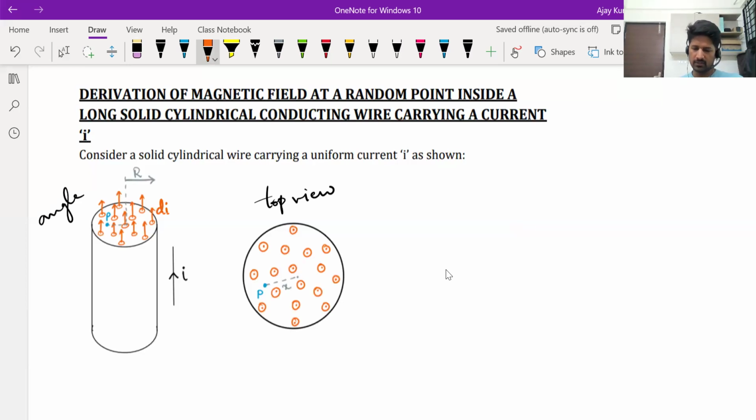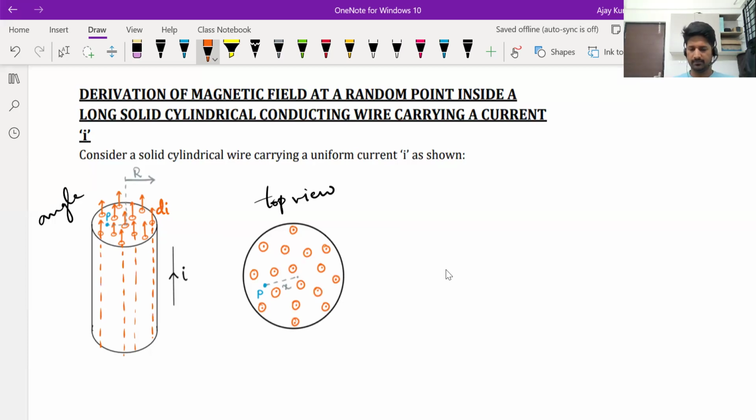Now our aim is to calculate the magnetic field at the point P. Every stream of current here, like I highlighted one dI, that dI will be flowing along this path. And it's an infinitely long cylindrical wire, so this stream of current dI will also be an infinite straight current. So effectively, there are many straight currents like this flowing along the cylinder parallel to its axis.